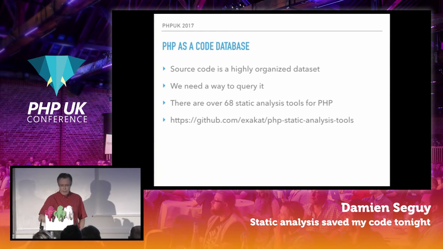So in the end, we can consider PHP as a database. PHP code is a data set. It's kind of the contrary of what we usually have. Usually we have the data set and a query language like SQL or Gremlin, and we want to query the data, right? Here we have the data set, but we have no way to query it. We don't know how to query that, right?